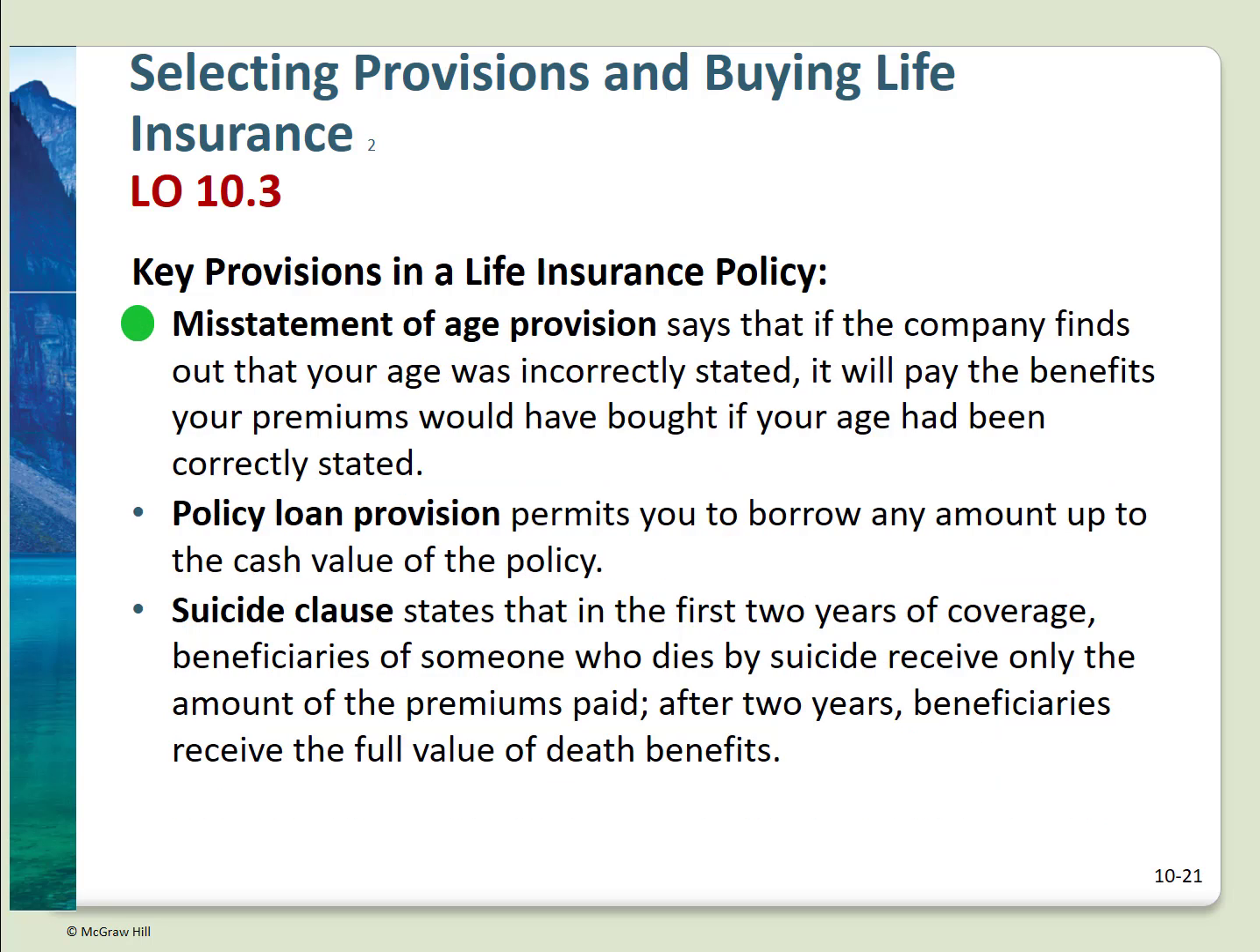Misstatement of age covers a situation where the insurance company finds out you misstated your age, basically obtaining more coverage than your true age would provide for the money. The company will pay benefits that your premium would have bought. A policy loan provision allows you to borrow against the cash value of a whole life policy. If not repaid, this reduces the death benefit. Most of us who've watched any TV or movies know that insurance doesn't pay off for suicide within the first 2 years of the policy.